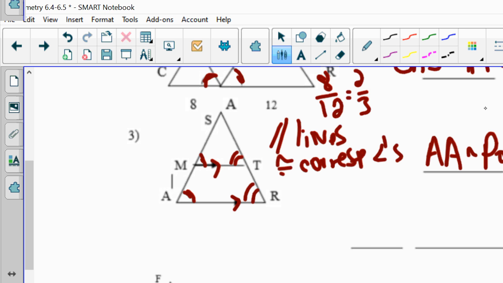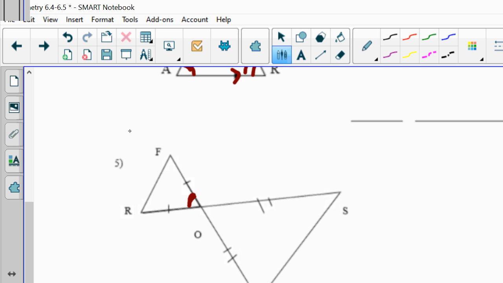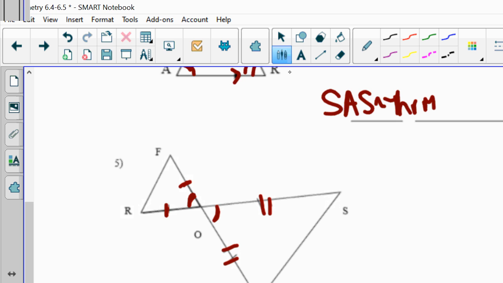All right, so let's look at number 5. We know that we've got vertical angles here. We don't know the numbers here, but I know that this is the same as this, congruent. These are congruent. If these are congruent, then obviously they're going to have the same ratio or scale factor. So then I've got side angle side. So by the SAS similarity theorem, I could say triangle FRO is similar to triangle STO.